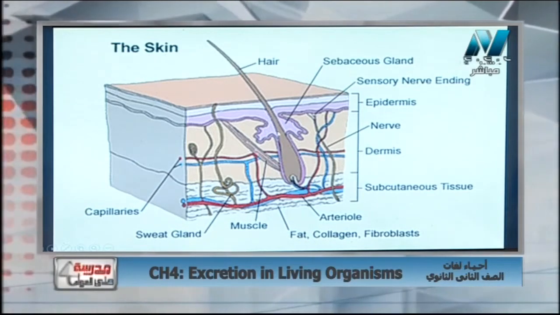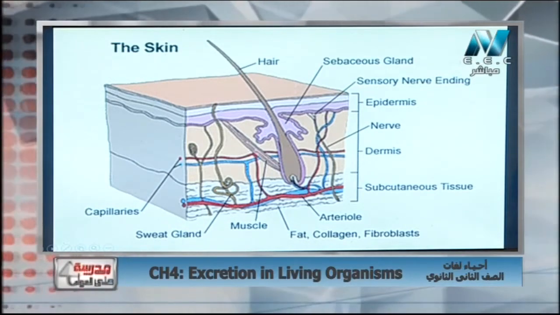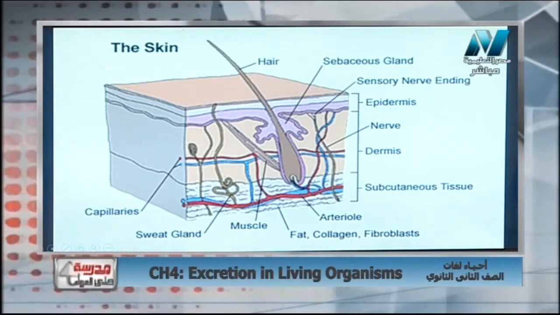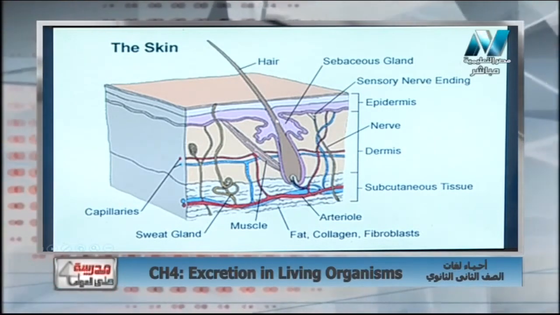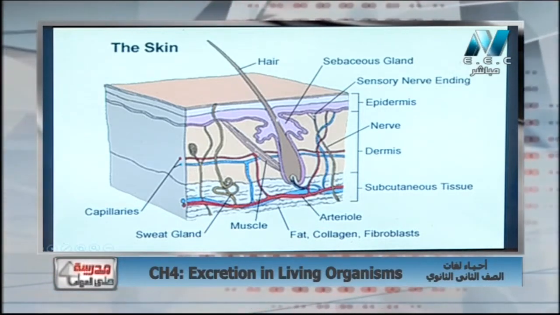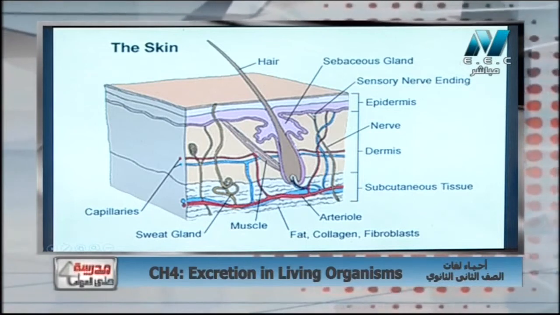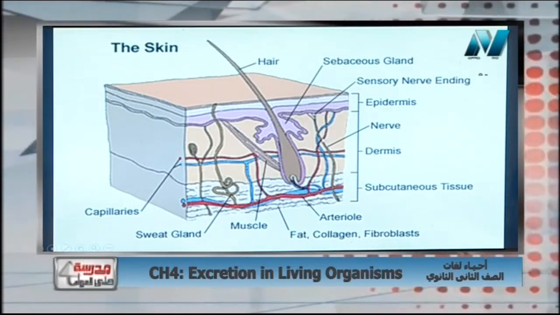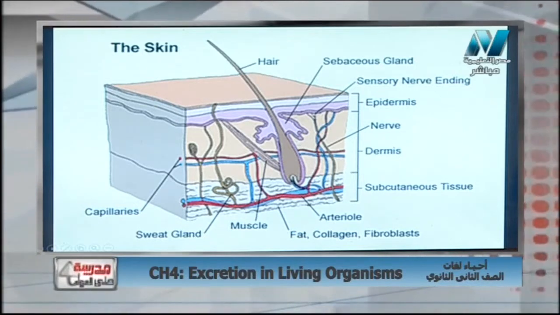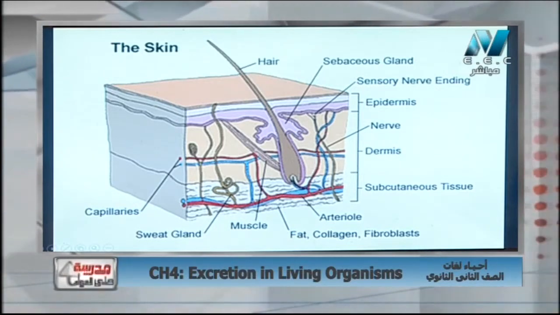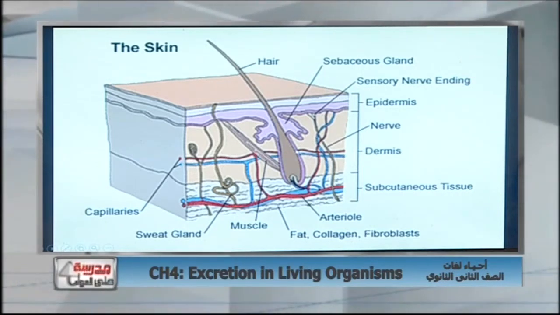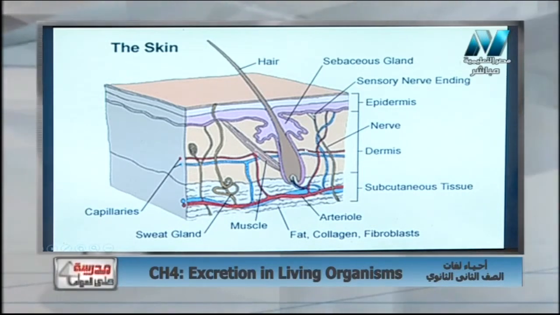And the hair is connected with a sebaceous gland, or oily gland, which supplies the hair with an oily substance to make it pliable and easily grow out. Also in the dermis, there are a great number of blood capillaries to supply all of these parts with food and oxygen and carry out the waste materials.